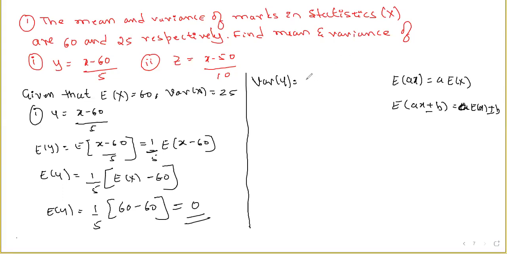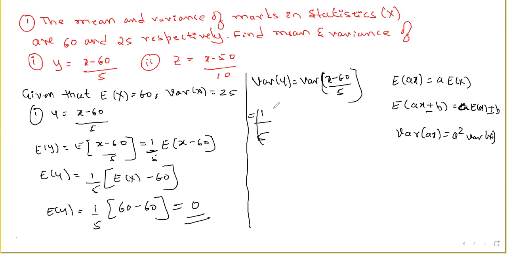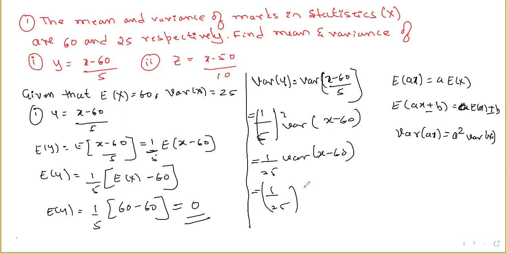Variance of y is equal to variance of (x minus 60) divided by 5, right? So here variance of ax is nothing but a square times variance of x. Instead of a, what we have is 1 by 5, again 1 by 5 whole square. So variance of x minus 60 is 1 by 25 times variance of x minus 60, which is 1 by 25 into variance of x only.